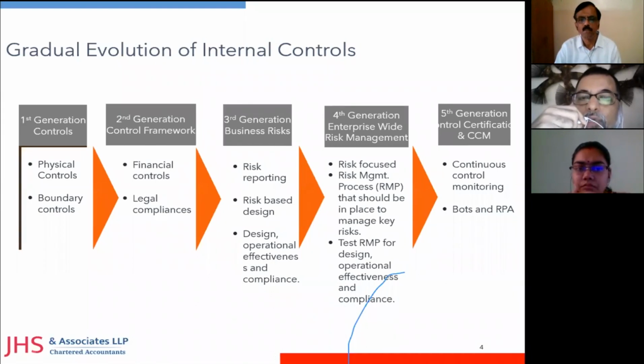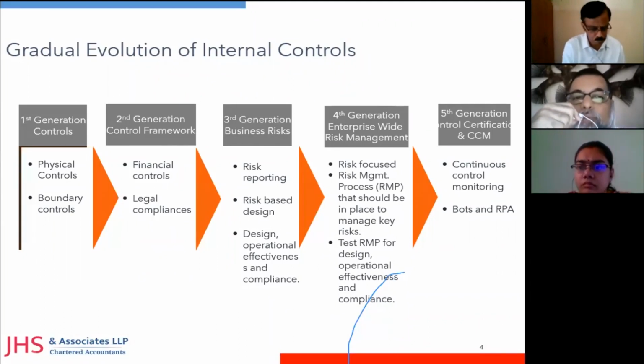The subject of internal controls is a very old subject. It's not a new one. Today we are in the 5th generation of internal controls. It started off almost 100 years back with the advent of modern-day management. In those days, internal controls were largely the physical and boundary controls, like the lock and key of a factory gate or the perimeter wall of a factory. Those were regarded in those days as the internal controls.